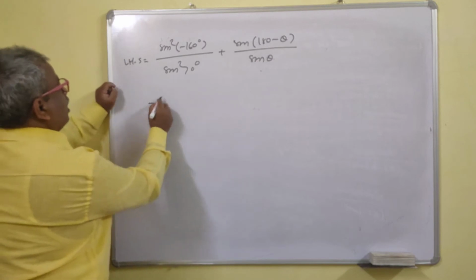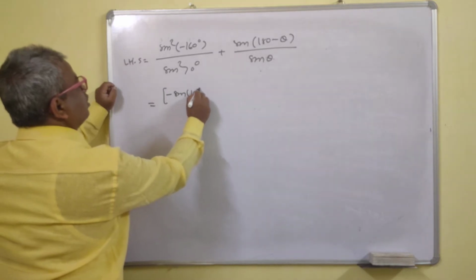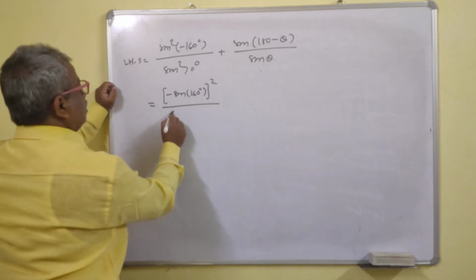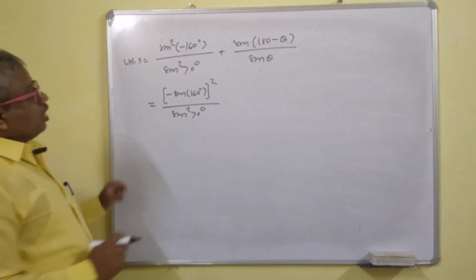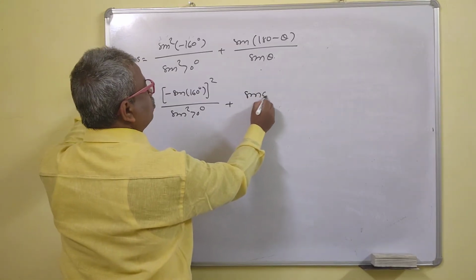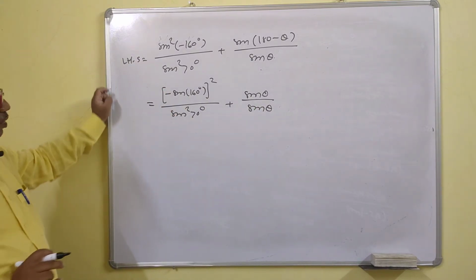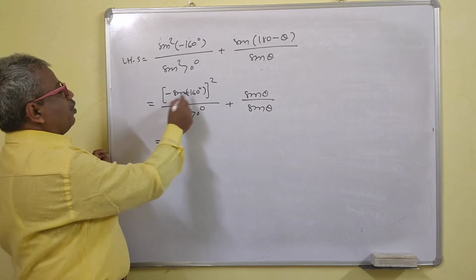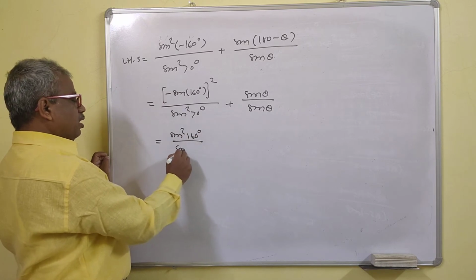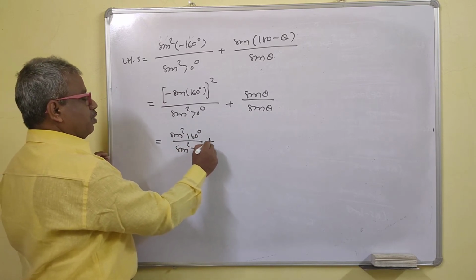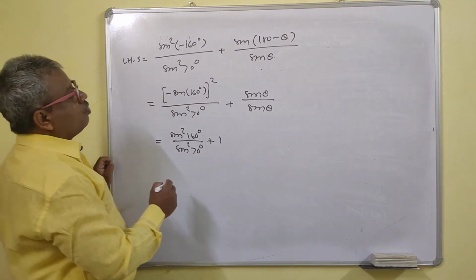Okay, so this is what I can write. Minus sine 160 degree bracket square upon sine square 70 degree. Now plus, this will be what? Sine theta upon sine theta, as we have just seen. Now this will be 1. This will be 1. So how can we write this? It is a square. So this will be sine square 160 degree upon sine square 70 degree plus 1.